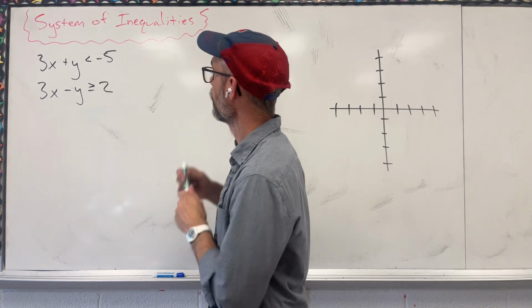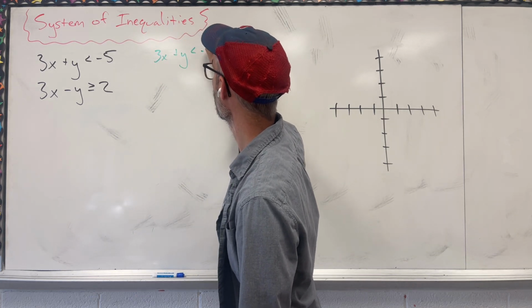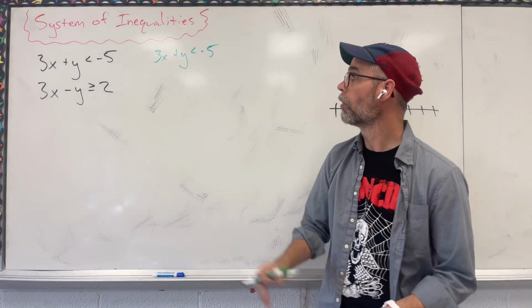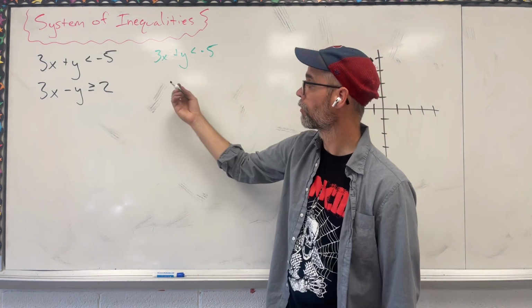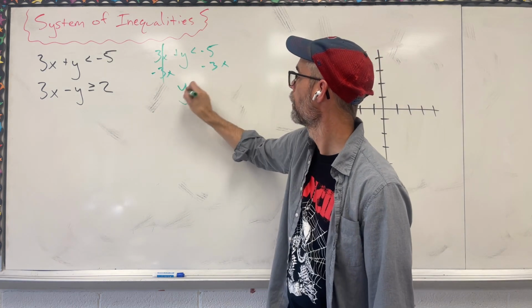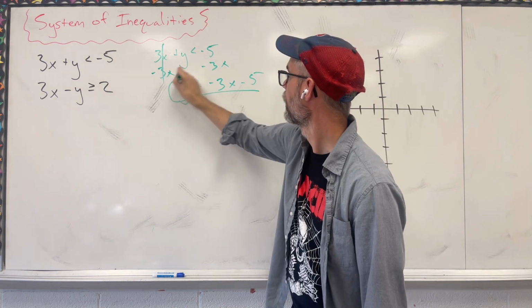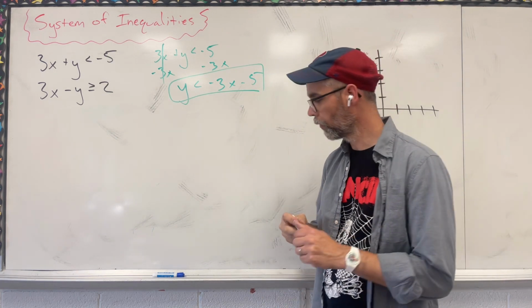So first one, I have 3x plus y less than -5. I would like to get y alone. So what's stopping it? This 3x. We're going to say minus 3x, goodbye, y less than 3x minus 5. That's one thing that we want to look for.